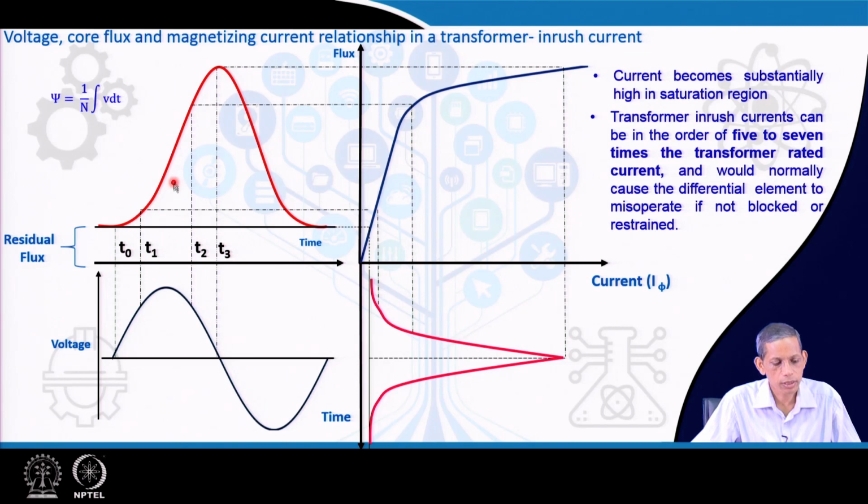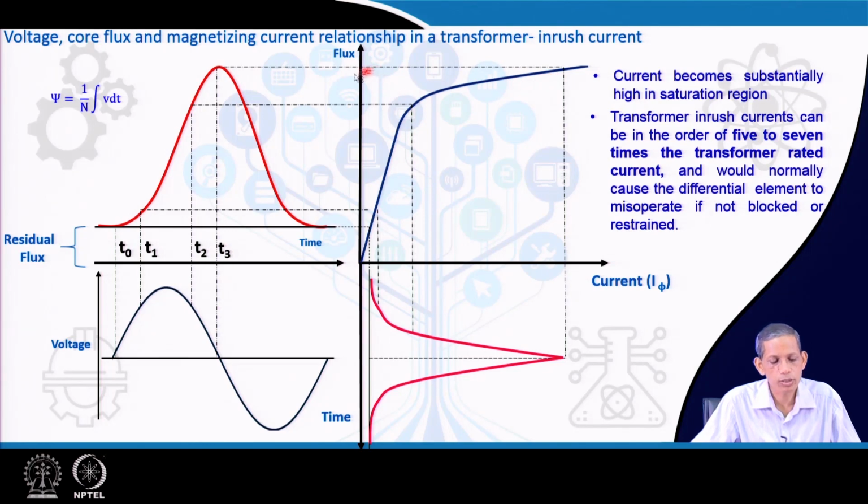So, what we see is that because of the shifting of this curve due to the residual flux, it goes to the saturation region of the so-called BH curve, or the flux versus I phi, and that results in the corresponding I phi current being of this shape and a substantially high current because it is going into the saturation region.